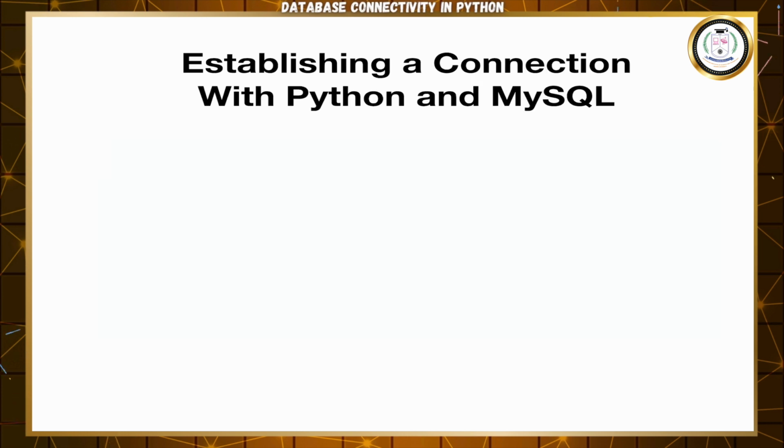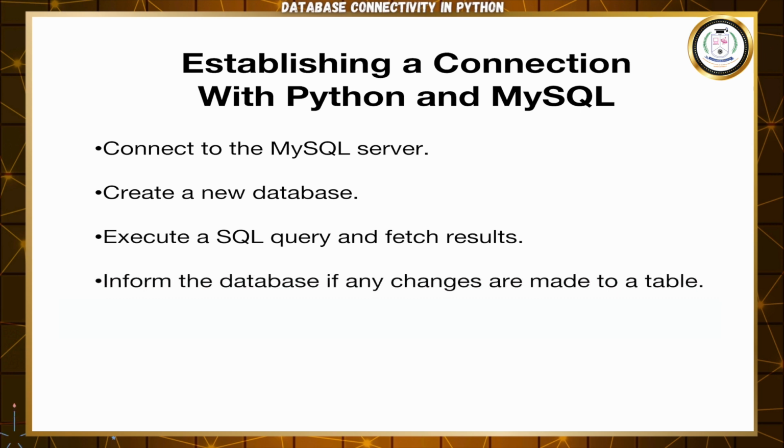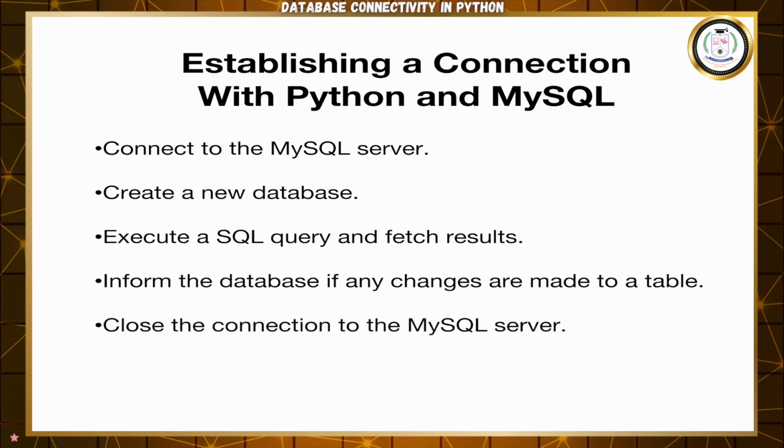Now, establishing a connection between MySQL and Python. There are 5 steps. The first step, we need to connect the MySQL server to Python. The second step, we need to create a database. The third step, we have to execute an SQL query and retrieve the results. The fourth step, inform the database if any changes are made to a table. Finally, we need to close the connection.